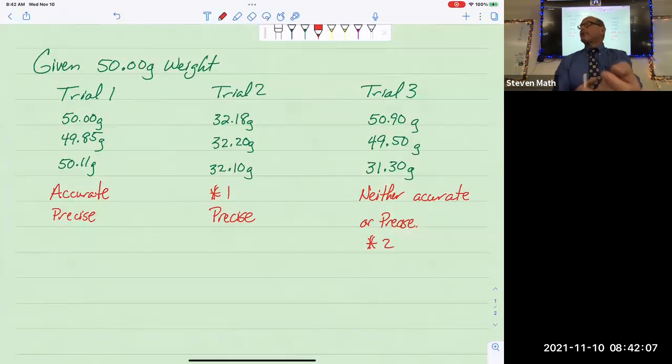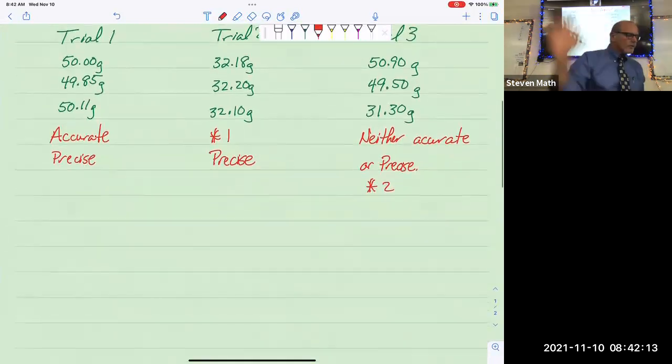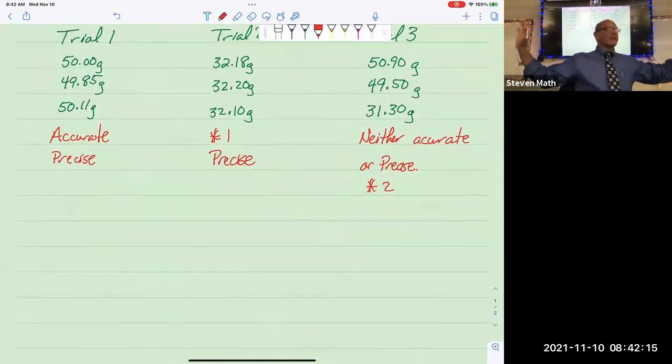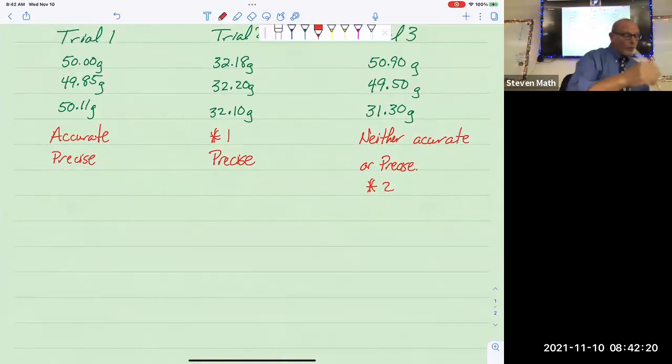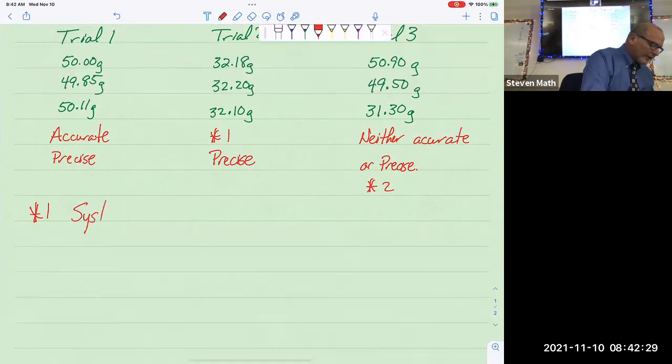So accuracy and precision were 2 vocab terms that you guys had. Trial 1. Everybody good? We're accurate, we're precise. Yeah, we're okay there. Trial 2, we can see we're precise, but we're not accurate. So what does asterisk number 1 mean? Asterisk number 1, we would call systemic error. And what that means is there's a procedural problem.